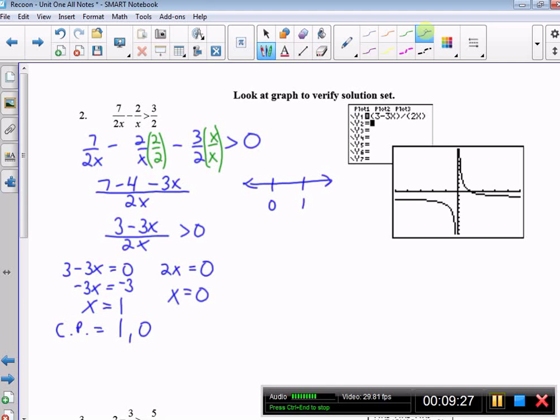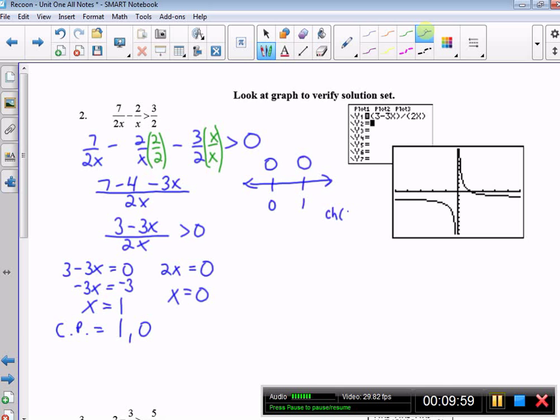Now, if I take the denominator and put 0 down there, it's going to be undefined. So open circle. If I take 1 and put it in the numerator, I get 3 minus 3 times 1, that's 0. But 0 is not greater than 0, so they're both open circles because it's greater than and not greater than or equal to. So you might think it's an OR, and that actually is not true. So let's do some checks.